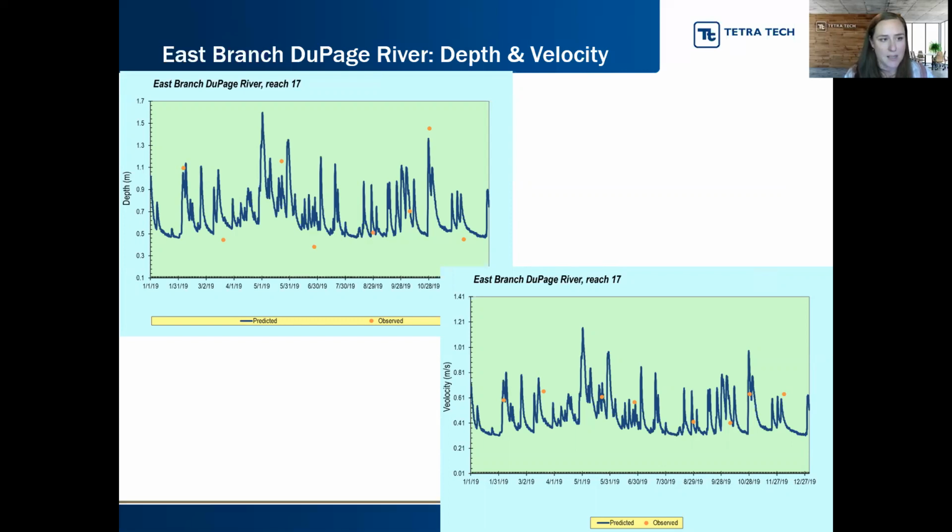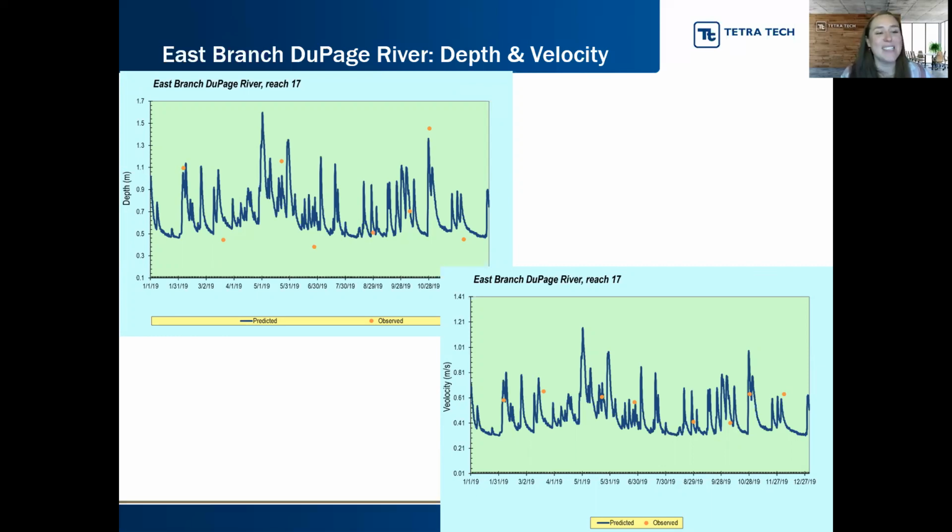Next up, looking at two calibration plots for depth on the left and velocity on the right. And also I want to apologize for the color of these graphics. This is the raw output from Qual2KW, which comes in this exotic teal, which is not necessarily what I would have chosen, but that's what we're working with. So apologize if it's hard to read for anybody.